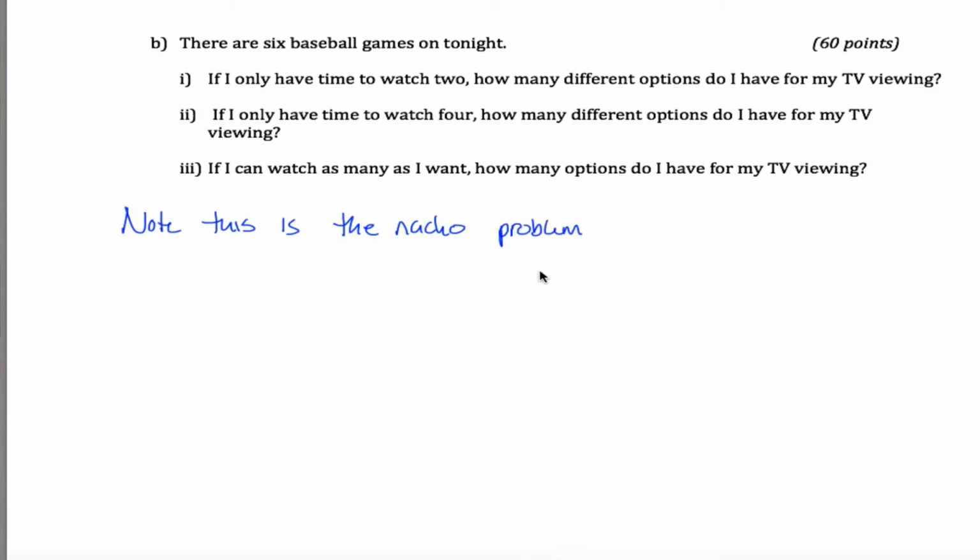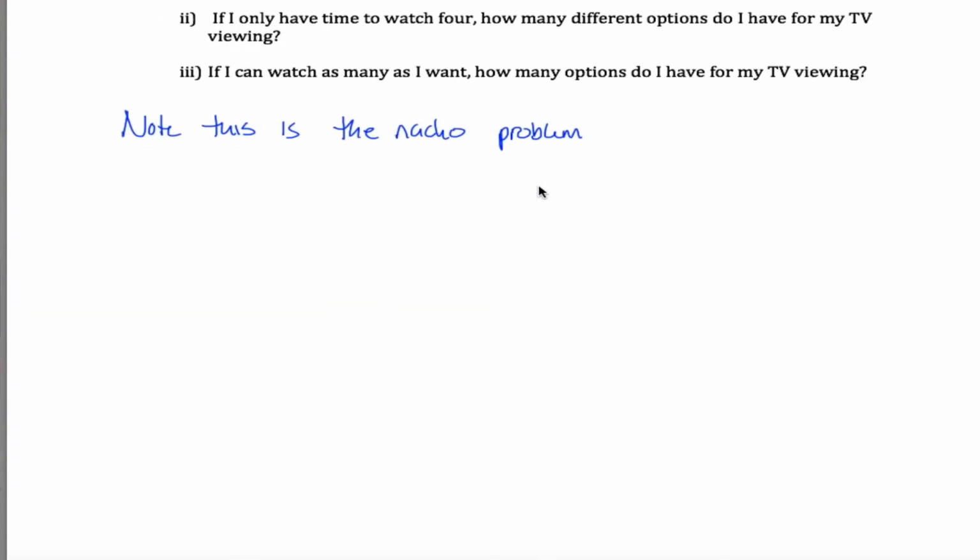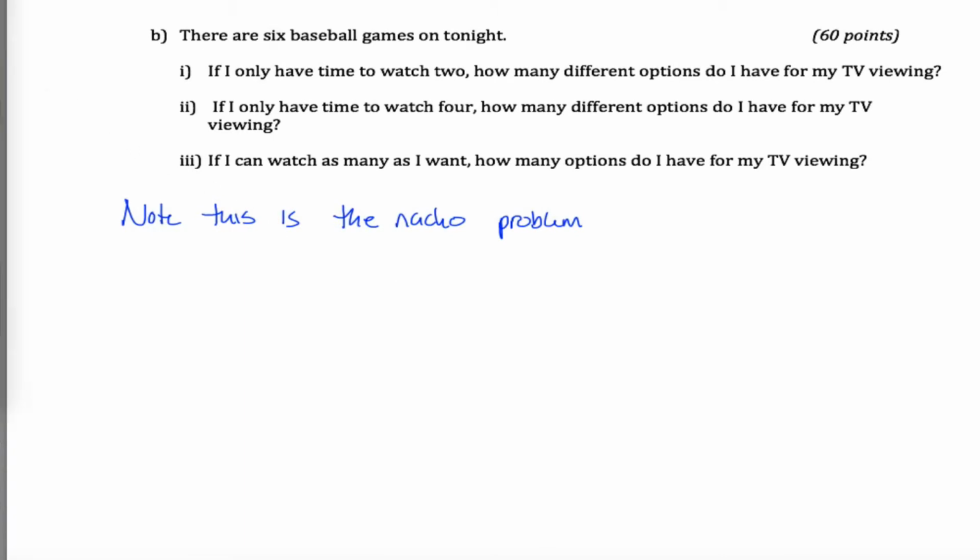So for the nacho problem, there's a few ways we could do it. One way you could do it was by setting up Pascal's triangle. One way you could do it was by making a systematic list. So maybe I'll do it both ways. Why not? Systematic list. 6 games, maybe A, B, C, D, E, F.